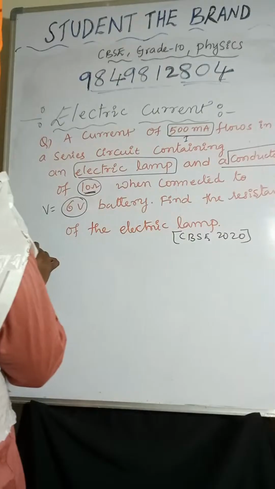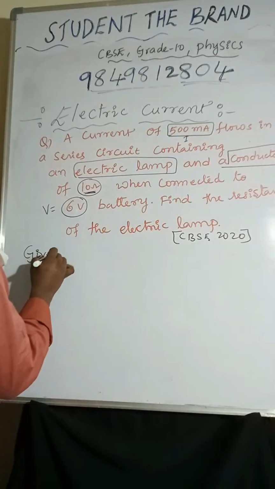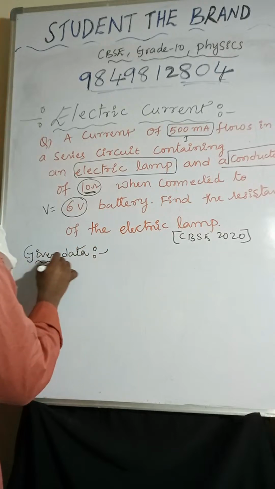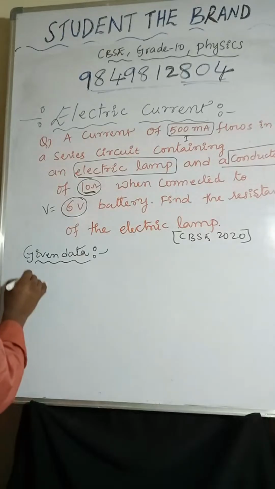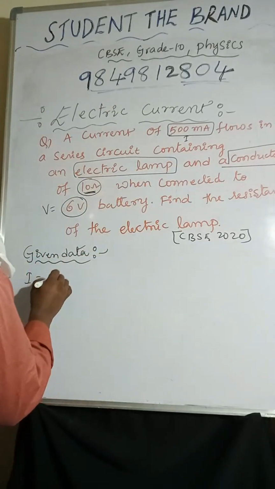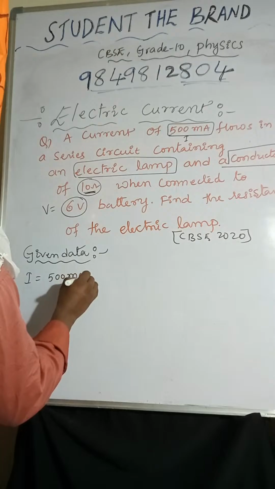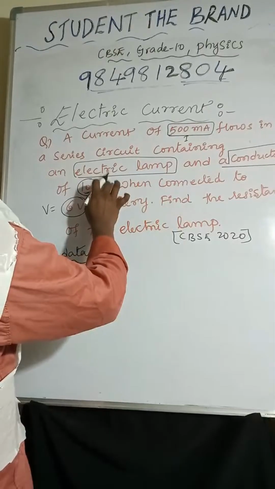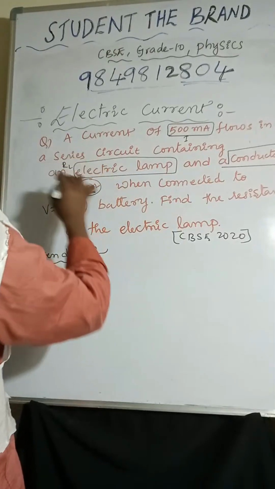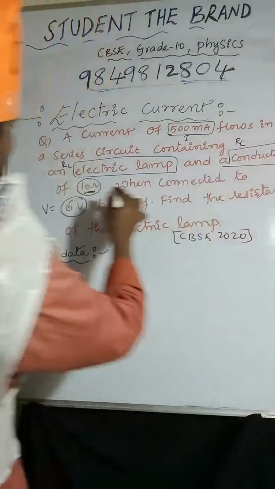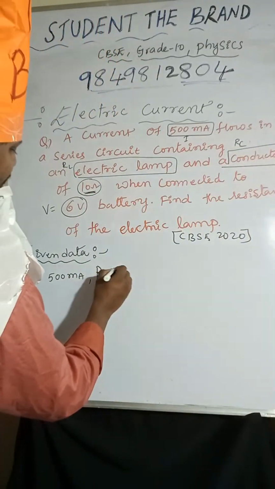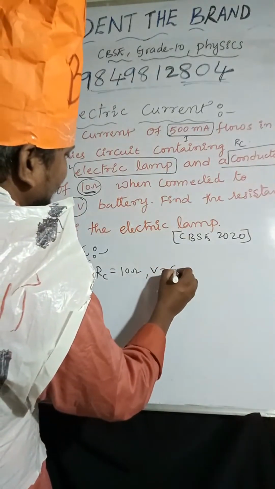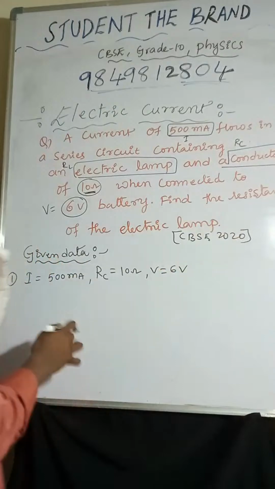First, write the given data. What's the given data? First one, current is given. Current is how much? 500 milliampere. And second one is an electric lamp, so this is RL you can take. This is the RC conductor. So conductor resistance is given, RC, that is 10 ohm, when connected to a 6 volts battery.